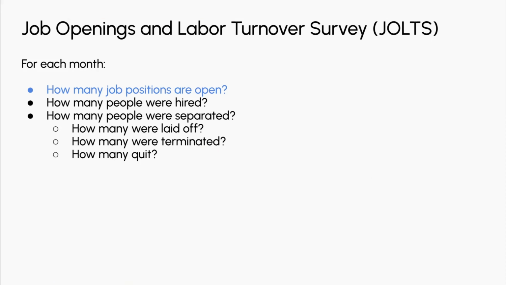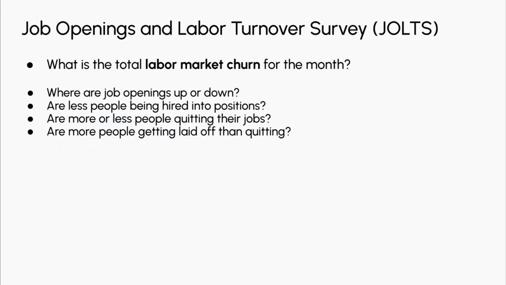Another dataset published by the BLS results from the Job Openings and Labor Turnover Survey, or JOLTS. This is a monthly report that measures the total number of job positions open, how many people were hired last month, and how many were separated. Separations are subcategorized by layoffs, discharges or terminations, quits, and others such as retirement. This differs from the Employment Situation Report in that it focuses on churn more than net results.